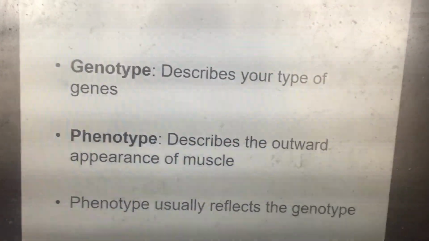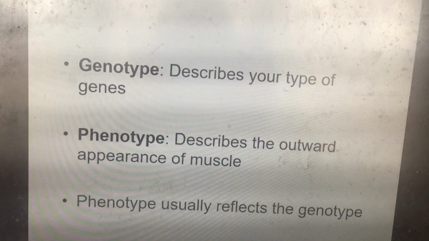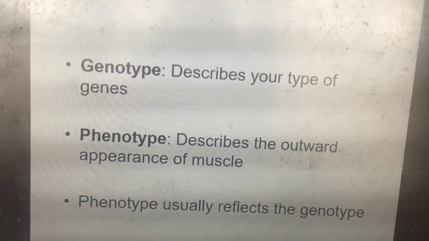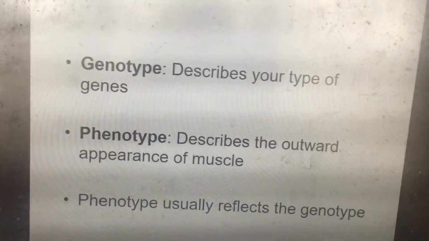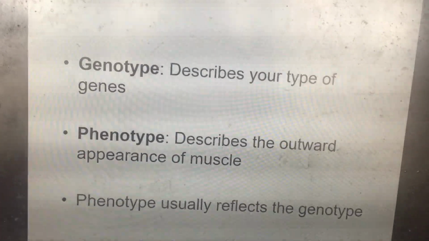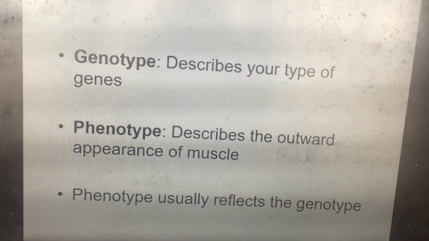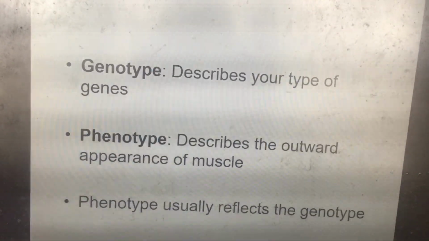Your genotype describes the type of genes you have, so that's encoded in your DNA. Your phenotype describes the outward appearance of your muscle. So phenotype usually reflects your genotype. Your phenotype can change depending on if you're doing aerobic exercise or chronic strength training. Your phenotype will change differently because of the expression of different proteins.